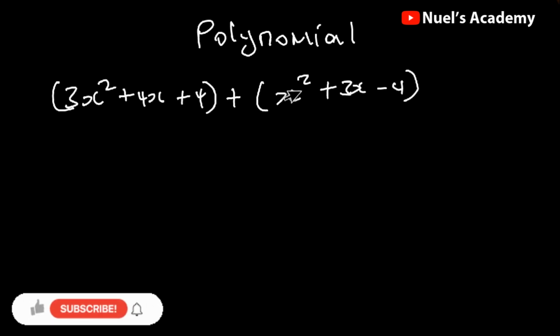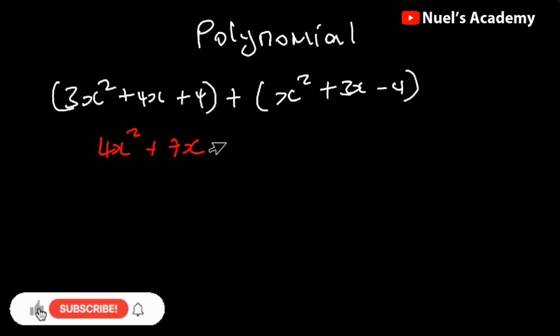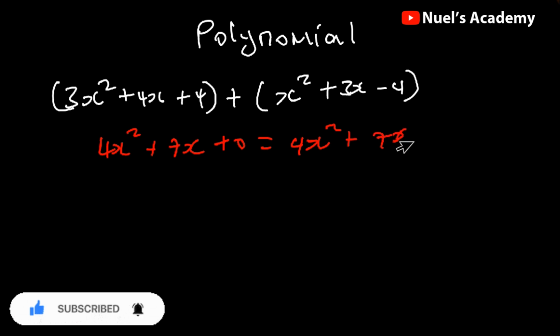Note that we have x squared here, and we have 3x squared here. In addition of polynomials, we combine the terms with the same exponents. So any term that has the same exponent, we are going to combine them. So 3x squared plus x squared is equal to 4x squared. Then we have 4x plus 3x, which is equal to 7x. Then we have 4 minus 4, which is equal to 0. So the sum of these two polynomials is 4x squared plus 7x.